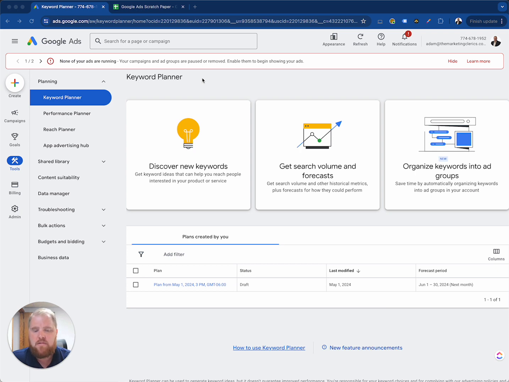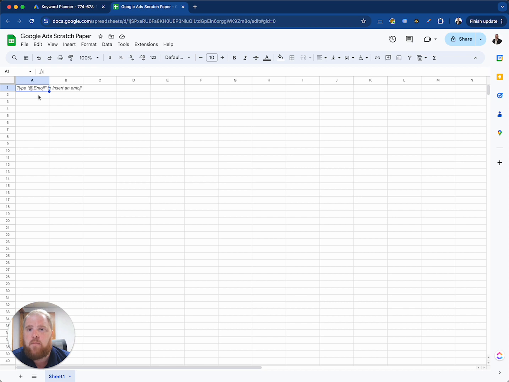So how do you know how much you're going to need to spend on Google Ads to be able to turn a profit and make a good return on your investment? Well, the first step you're going to need to know is laying out your business. So what type of business do you have?